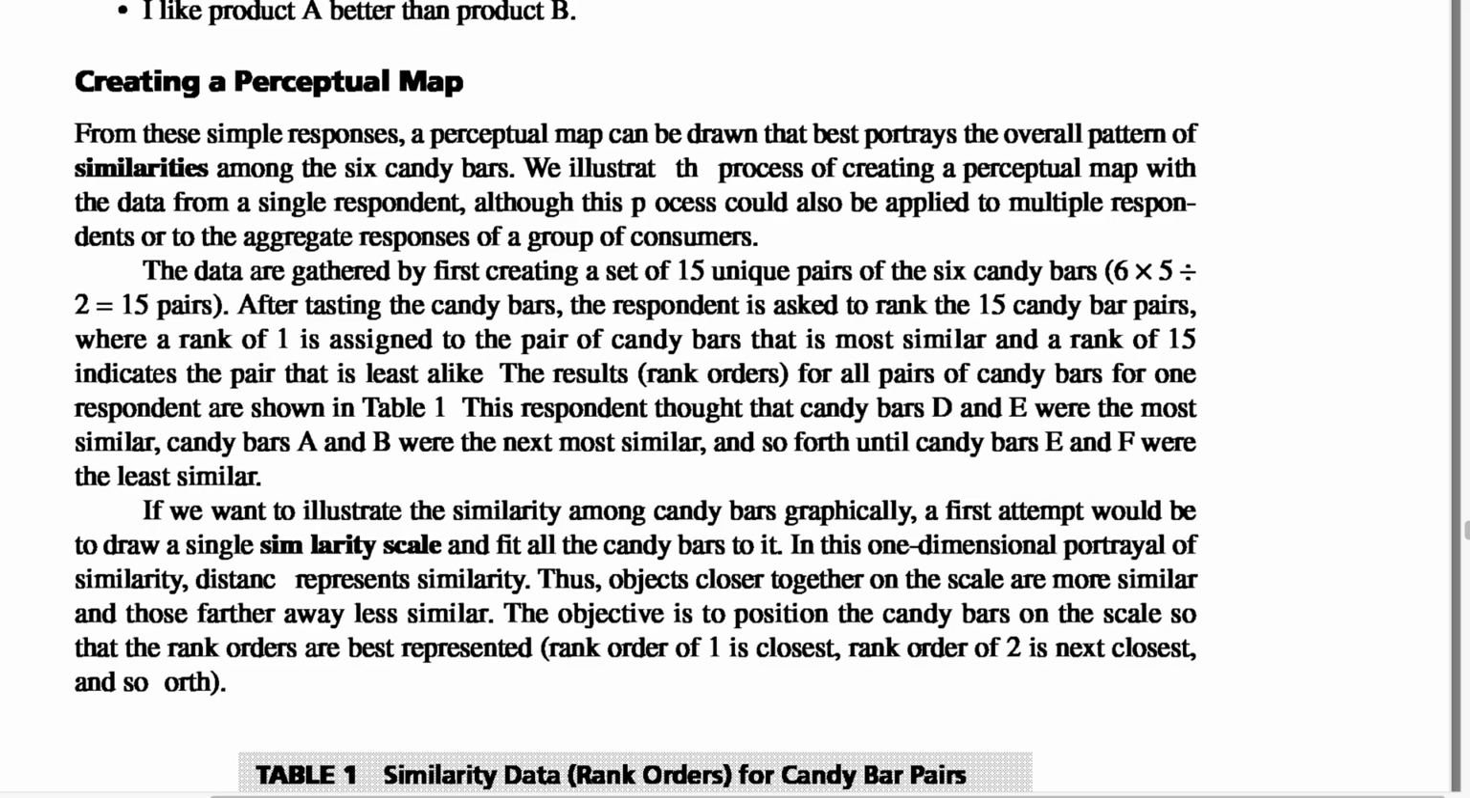If we want to illustrate the similarity among the candy bars graphically, a first attempt would be to draw a single scale and fit all the candy bars to it. In this one-dimensional portrayal of the similarity, distance represents similarity. Those objects closer together on the scale are more similar, and those further away are less similar. The objective is to position the candy bars on the scale so that the rank orders are best represented. Rank order of 1 is closest, rank order of 2 is next closest, and so on.